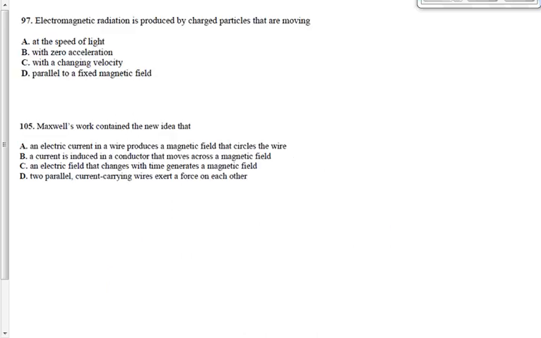Let's do a couple quick multiple choice questions. Don't worry about taking out your phones and submitting these ones. We'll just do these ones as a group here.